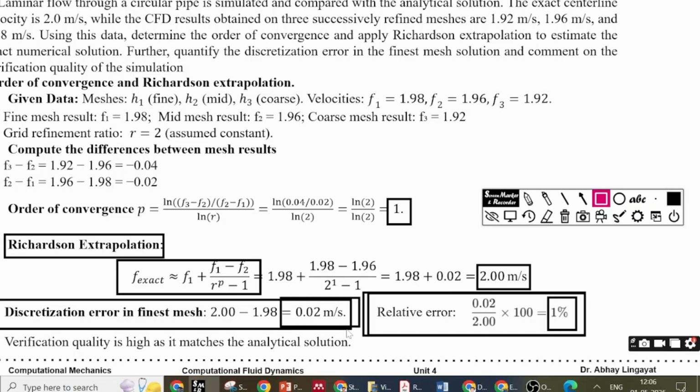So we can conclude that the verification quality is high for our case, because the solution improves as the mesh is refined, and the convergence trend is regular, as we can observe. Richardson extrapolation gives the value of 2 meters per second, which is the exact value, and that agrees with the analytical value. So this way we have to solve numerical problems of this type.